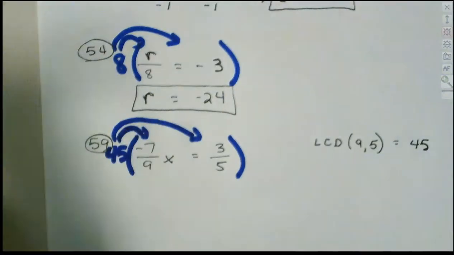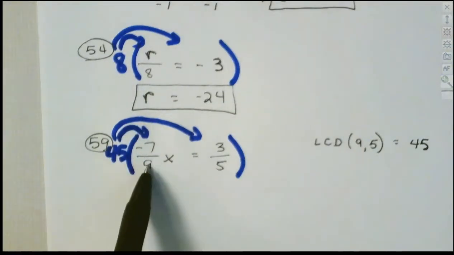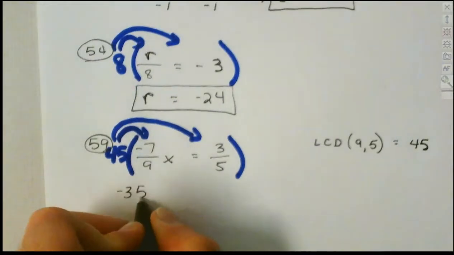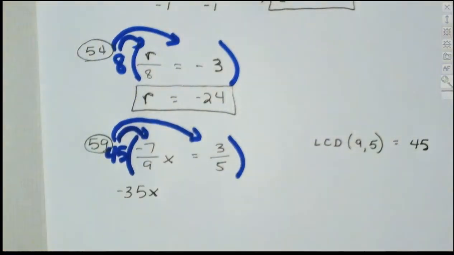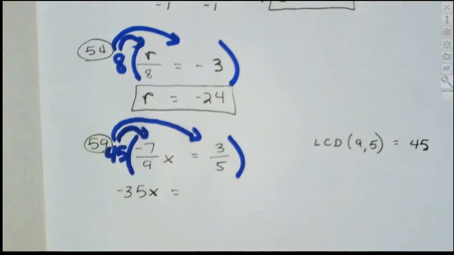When we clear the fractions, what we do is we divide by the number down below, multiply by the number on the top. So 45 divided by 9. What is 45 divided by 9? That's 5, right? 5 times the negative 7 on the top. 5 times that negative 7 leaves you with what? Yep, negative 35, right? And then we bring our x with it. Hey, it's easy. We all make mistakes once in a while, so not a big deal.